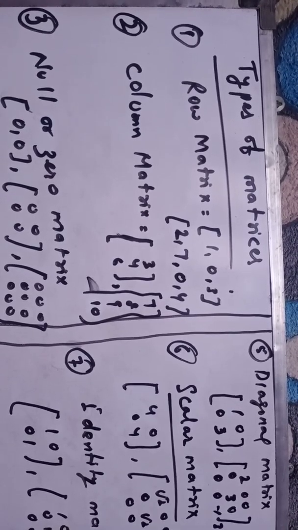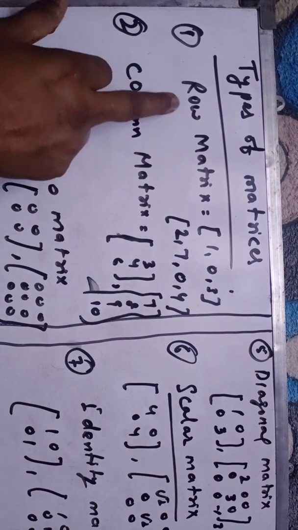Hello everyone. In this video we are going to study about types of matrices. So row matrix, column matrix, null matrix, square matrix, diagonal matrix, scalar matrix and identity matrix. These are all the types of matrices. And now we should know what is the difference between all the types of the matrices.